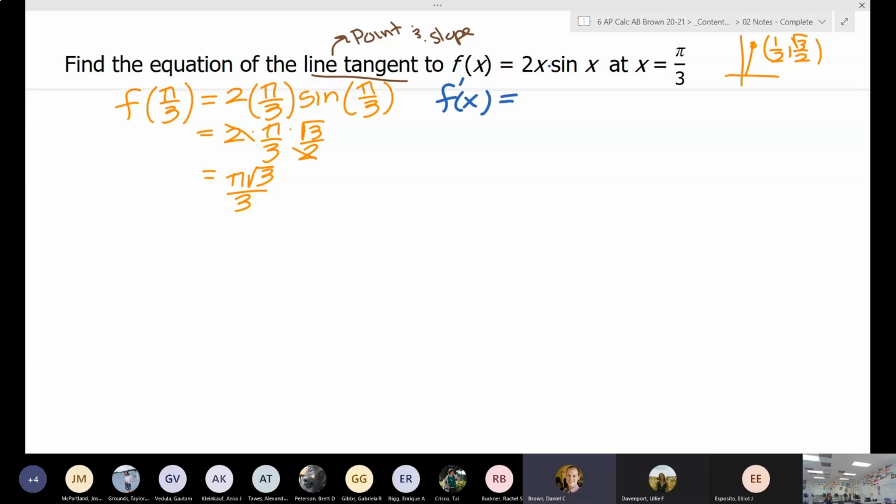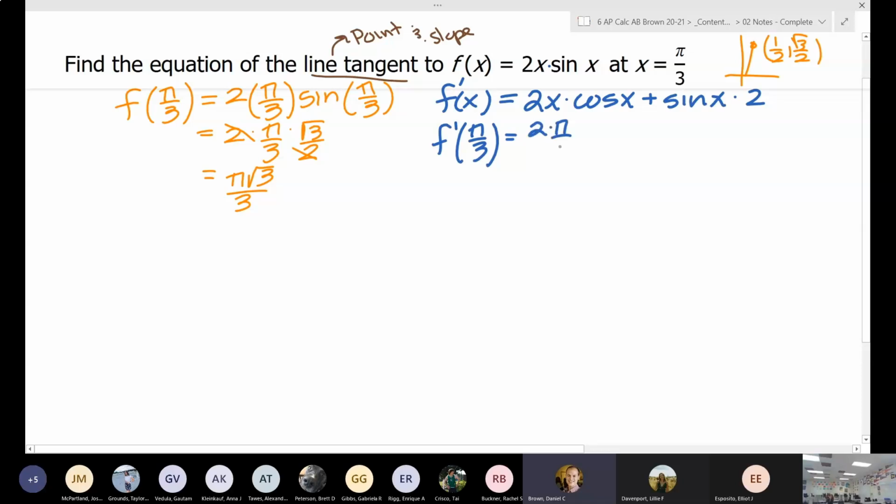So doing the product rule, I have the first times the derivative of the second plus the second times the derivative of the first. Again, order doesn't really matter with the product rule since you're just adding and multiplying. And then if I want to find the slope at that point, I can go ahead and plug in pi over 3. So I'll have 2 times pi over 3.